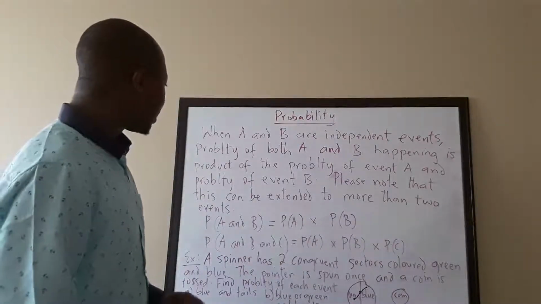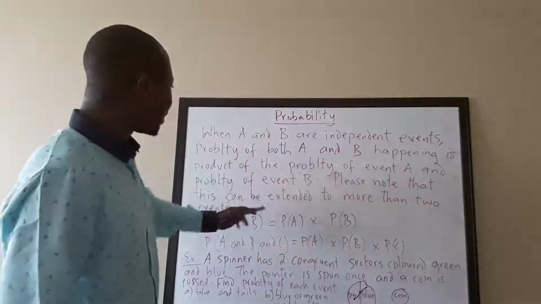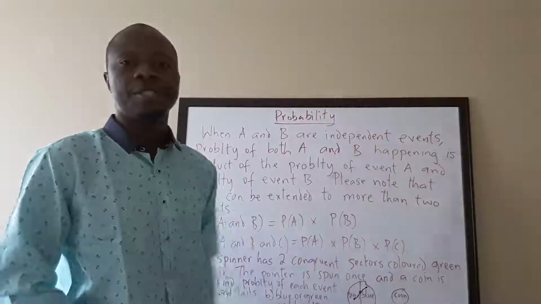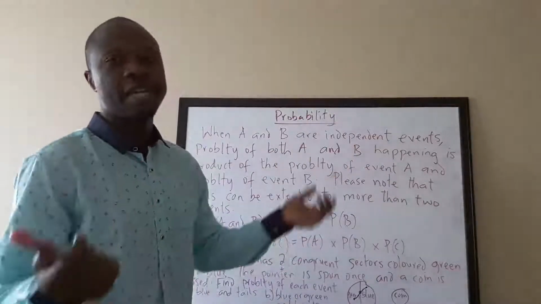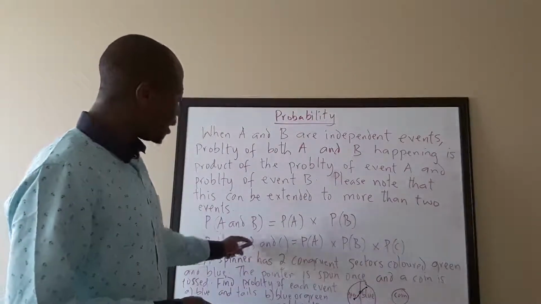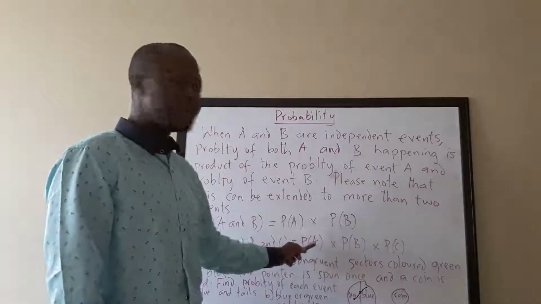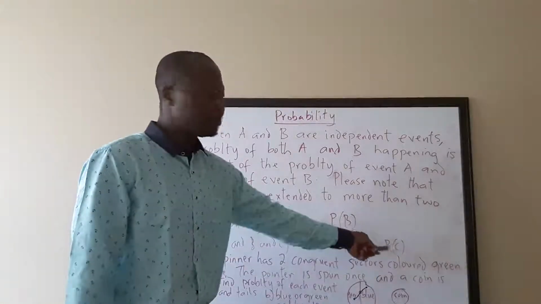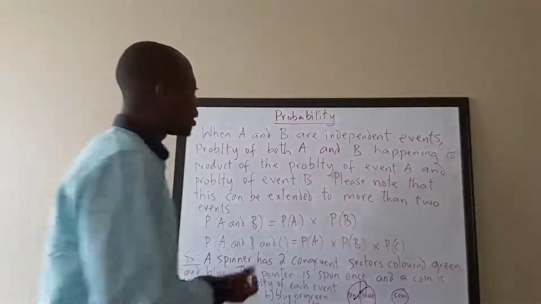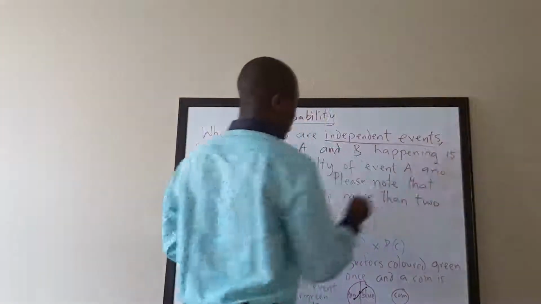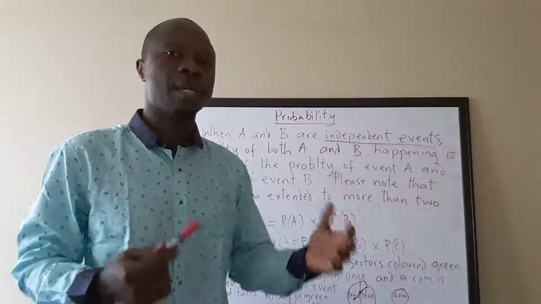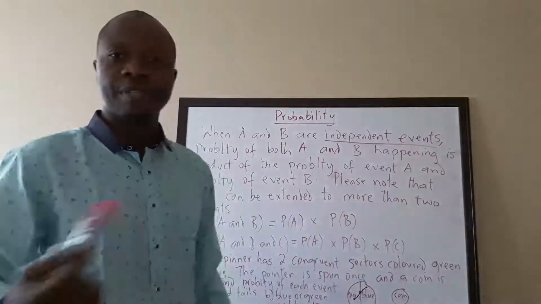It's important to note that this scenario, this situation, can be extended to more than two events. You can have 5 events, you can have 10 events, you can have 3 events. So for example, the probability of A and B and C happening will be P of A times P of B times P of C. Now keep in mind that this scenario applies for independent events. So when the events are independent, that means that the occurrence of one does not affect the occurrence of the other one.